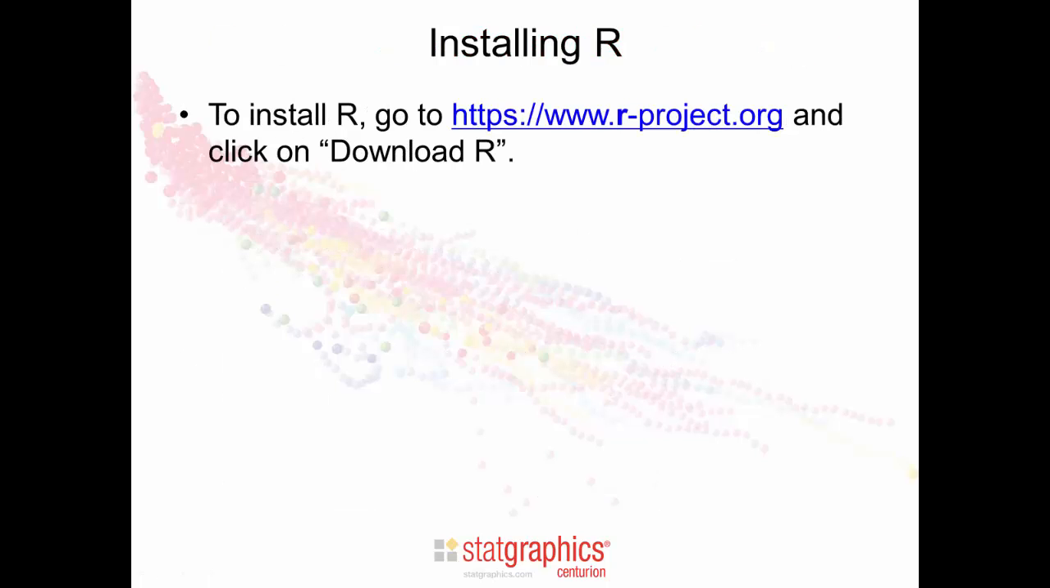If you'd like to use the new interface to R, the first thing you need to do is install R on your computer. You can do that free of charge and quite easily by going to the link that I display on this screen. Once you get to the page, select Download R, pick a mirror site located near you, and follow the instructions.